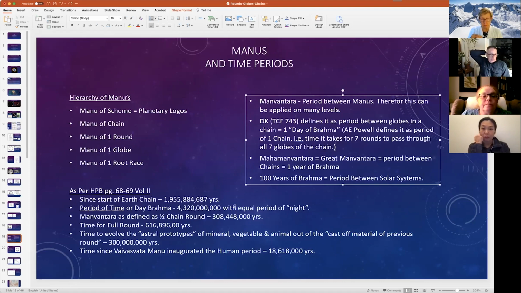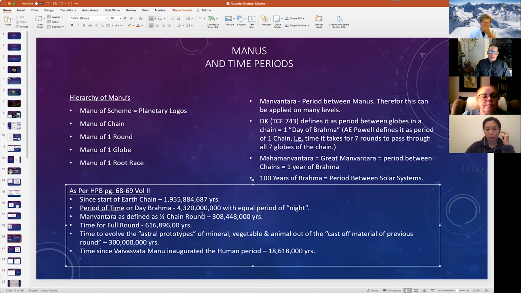Now, one of the other tricks is they refer to the Manvantara as basically half a chain. And this is important because this is where we get into the difficulty of figuring things out. And don't forget that in the rounds, things are slowly descending and getting denser. So we're about halfway through the fourth round, roughly 308 million years into it. We've got another 308 million years to go before the end of this round. The full round is 616 million years. There's seven rounds, so seven times six is 42. That's where you come up with this roughly, plus all the little in-between bits. That's where you come up with the 4.3 billion years.